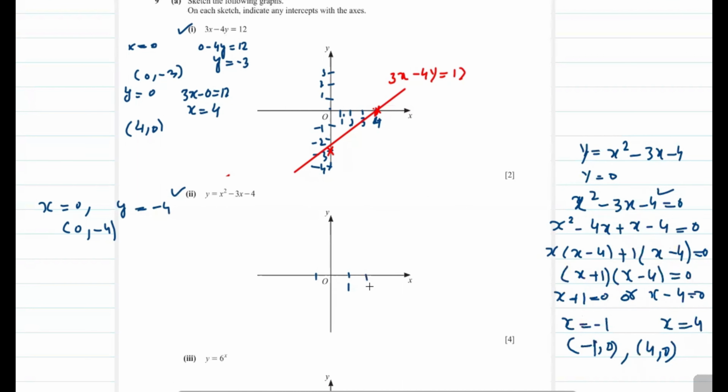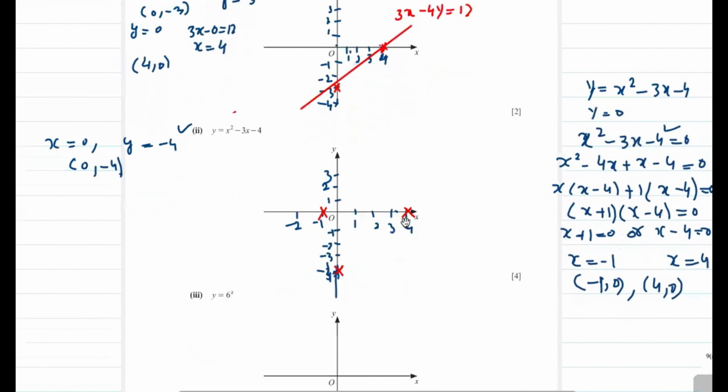This is the 1, 2, 3, and 4. Here is minus 1, minus 2. Firstly, we mark the point 0, minus 4. Now you mark the points 1, 2, 3. Here is minus 1, minus 2, minus 3, minus 4. And you see here, 0, minus 4. This is the first point, 0, minus 4. Next is minus 1, 0. This is the point minus 1, 0, and 4, 0.